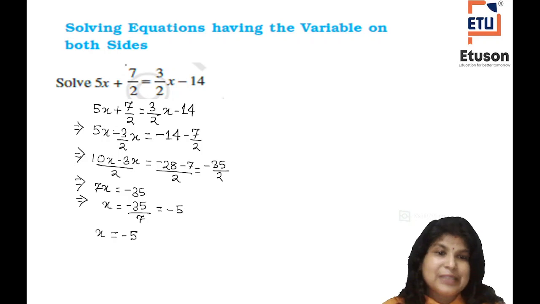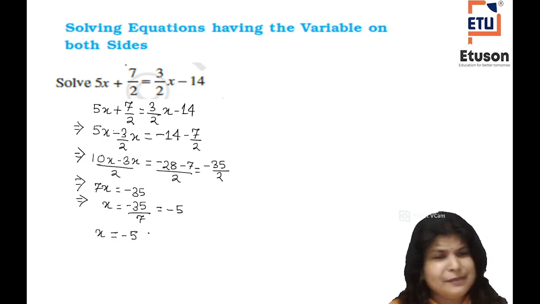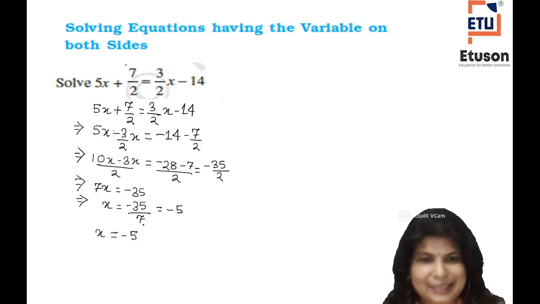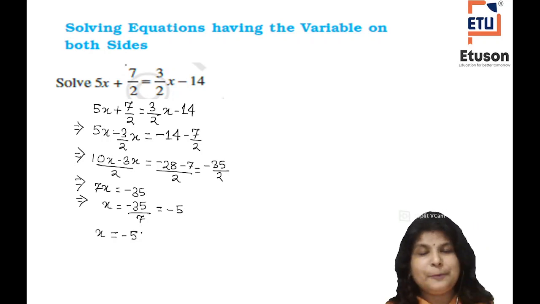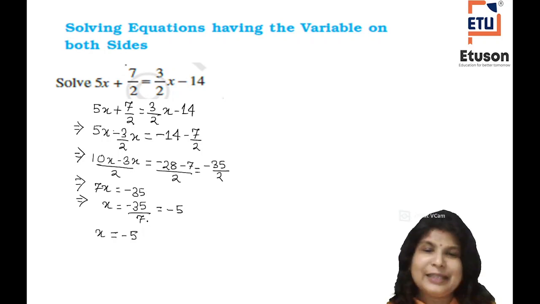Now shall we check whether we are correct or not? How are we going to check that? It's very simple. Just put the value of x as minus 5 in the left hand side and right hand side of the equation. If your left hand side is found to be equal to the right hand side, then your solution value is correct. So shall we do that?